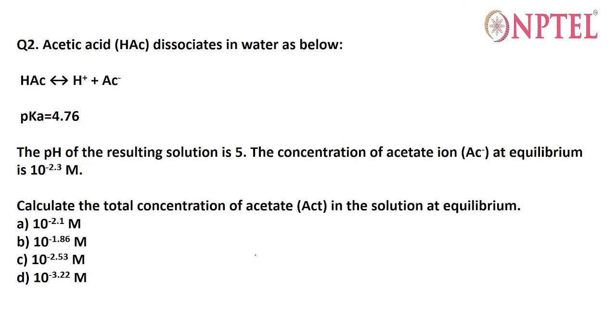Now you have to calculate what is the total concentration of acetate in the solution at equilibrium. So pardon, this T will be at the bottom. So the total concentration of acetate, that's why there is a T. So you just have to calculate and quickly answer through the chat section. So you know that the pH of the solution is 5 and the concentration of acetate ion is given there, 10 to the power minus 2.3 molar. We know the pKa value, just you have to calculate it.